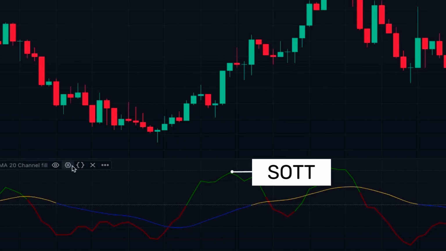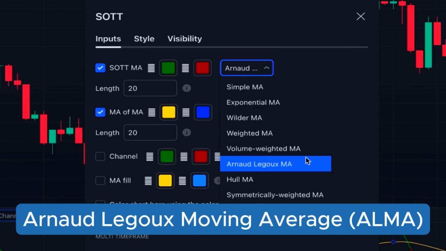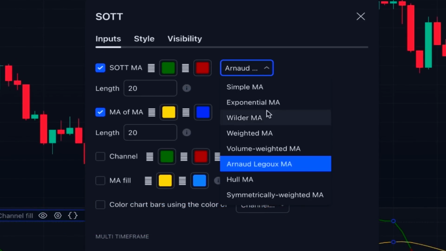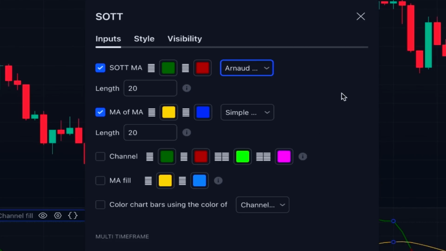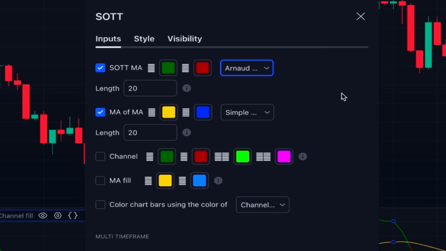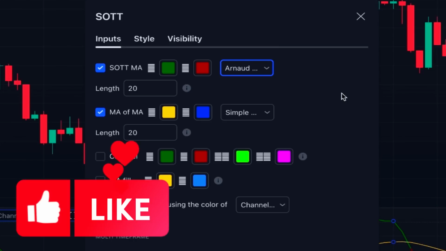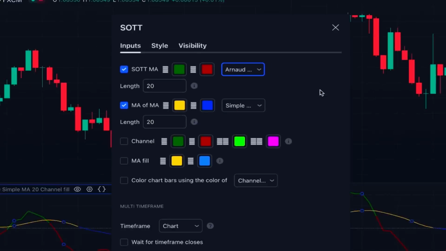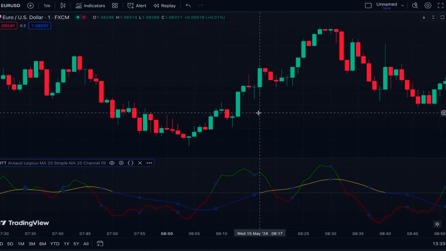This line that changes color between green and red is the SOTT moving average. By default, it's set based on Arnold-Legoux moving average, which is also known as ALMA. There are also other types of moving averages that you can choose from here, but I recommend using Arnold-Legoux moving average because it's a different type of moving average that uses Gaussian distribution that is shifted with a calculated offset, so the average goes closer to the more recent data, and because of this it can eliminate minor fluctuations, enhancing the accuracy of the moving average. And this would be a perfect choice, especially for shorter time frames where we see more fluctuations of the price movement.